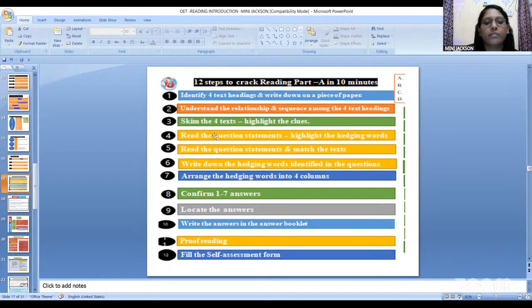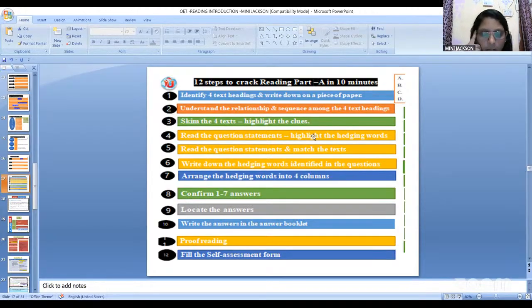Then again we go to skim the 4 texts and highlight the clues. What are the clues we have to focus on? Already we discussed that we need to search. Then read the question statement. Reading the question statement means the question is what we have to focus on. Understand the question and highlight the hedging words. We can read those questions deeply.